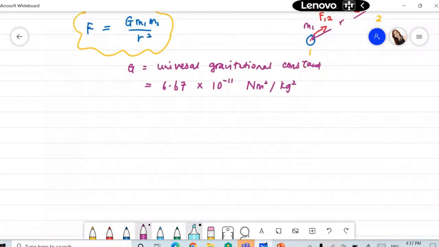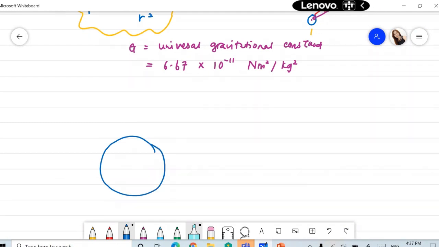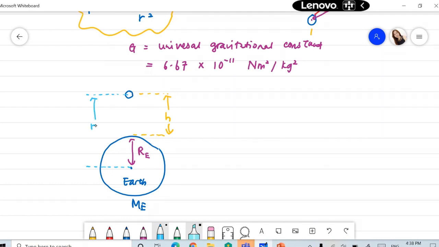Now, I'll let you consider this scenario. This is the Earth, which has a mass of M. I use the capital letter M to represent the mass of Earth, and here is the center. I have another, smaller object located at a distance h from the surface of Earth. Earth has a radius of R_E, so I use the capital letter R to represent the radius of Earth. Therefore, the distance from the center of the Earth to the center of the object is called r, where r is equal to h plus R_E.